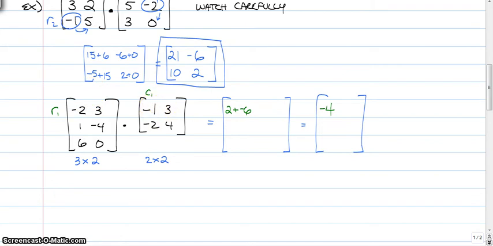So the next thing we want to do is row 1, column 2. -2 times 3 is -6. Jump over, jump down. 3 times 4 is 12. So we get 6. We're done with that step.